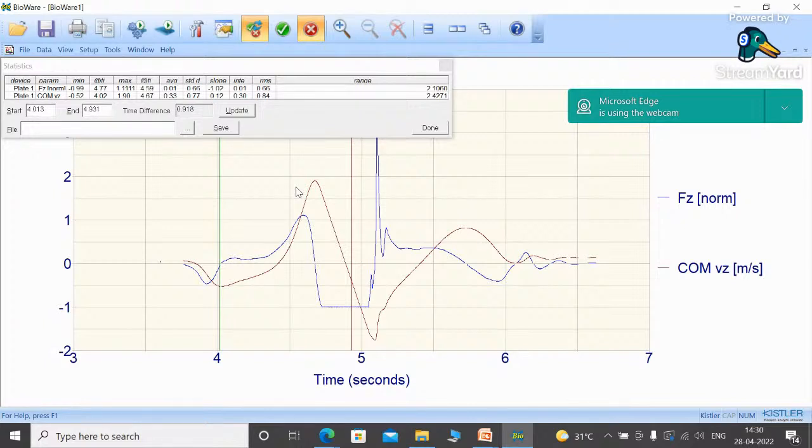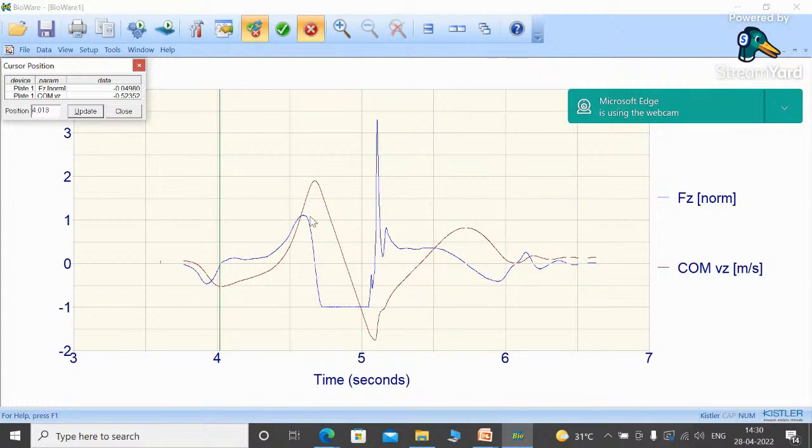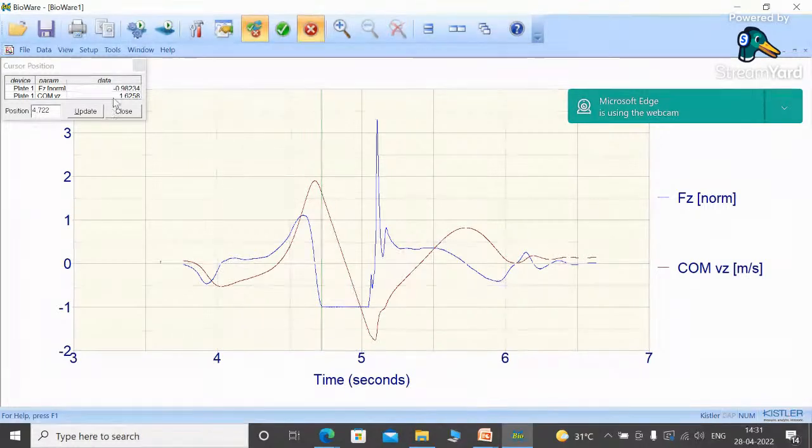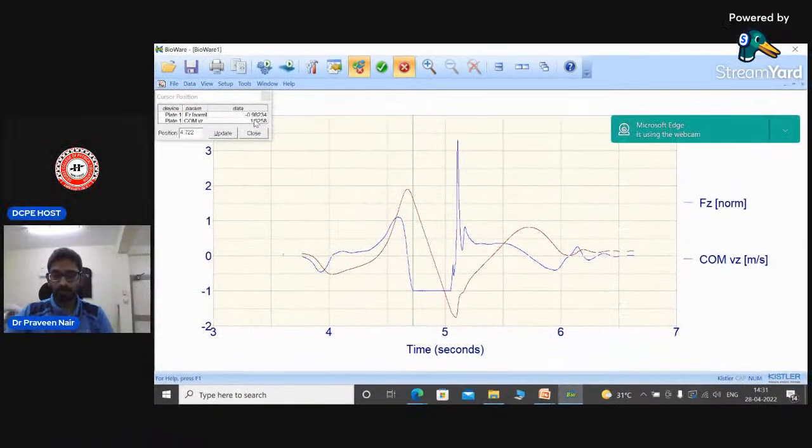We can connect it with that as well. Okay, this is the takeoff velocity. Takeoff velocity is the velocity at the moment when you are about to leave the force plate, like in this position. From this moment, wherever this coincides, this is your takeoff velocity. Now you can see my takeoff velocity is 1.62.